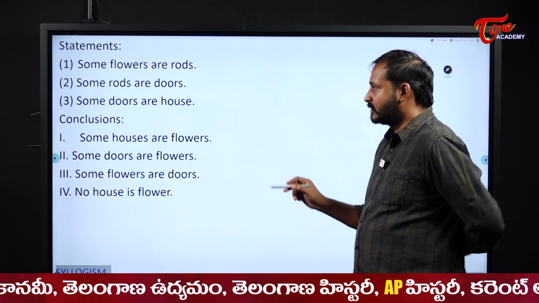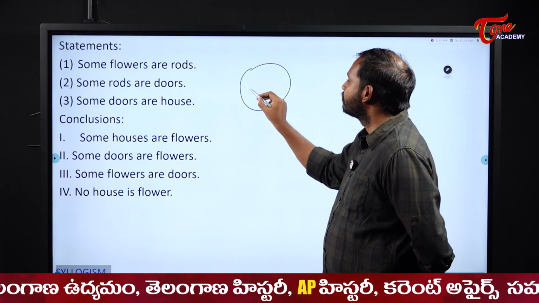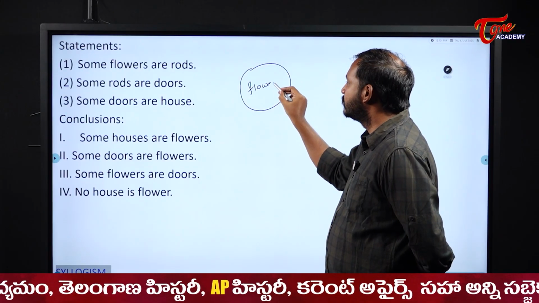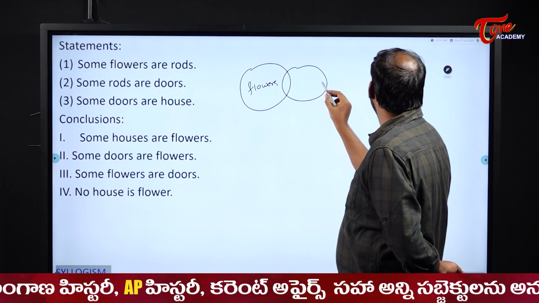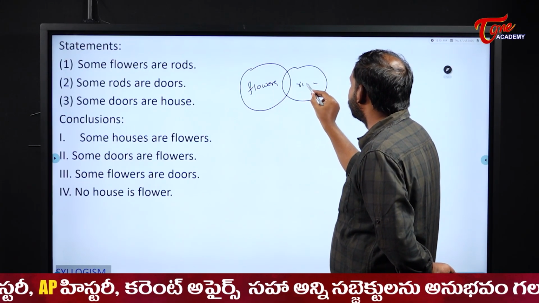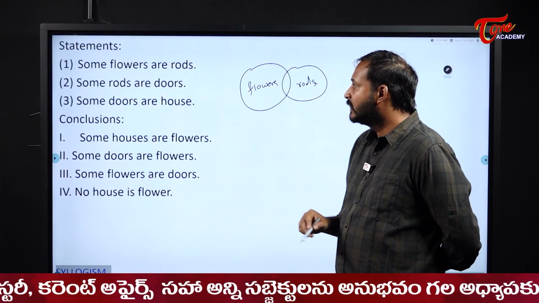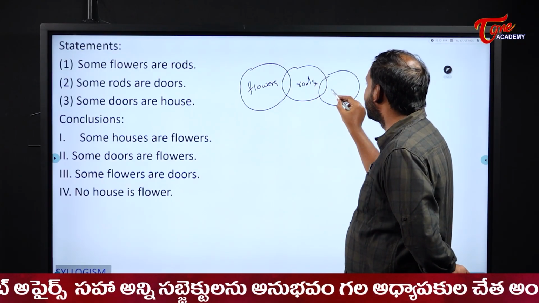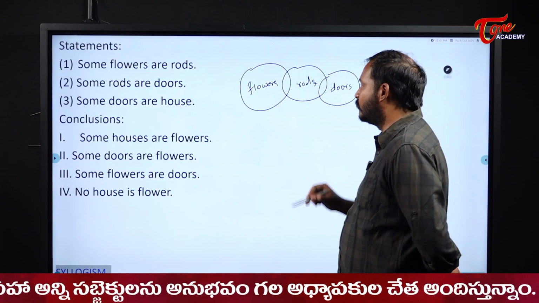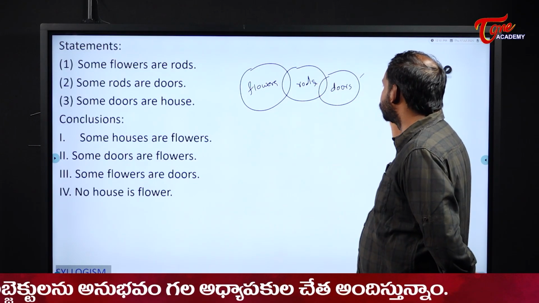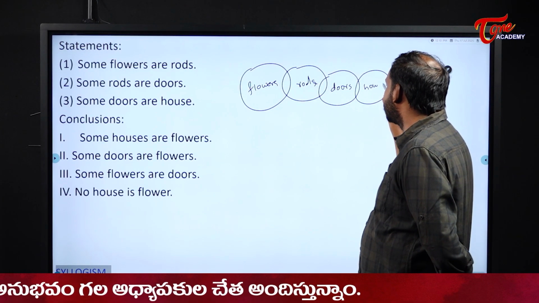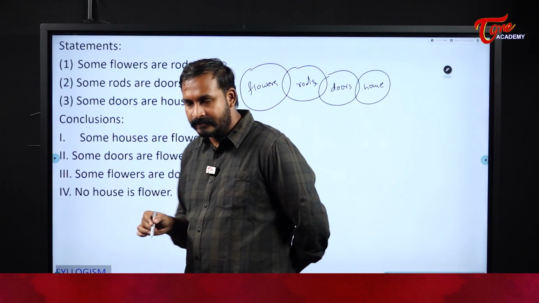Some flowers are rods. Okay. Some flowers are what? Rods. Okay, some flowers are becoming what for me here? Rods. Okay. Some rods are doors. Some rods are what? Doors. Some doors are what? House. So this is the basic diagram I have. Yes sir, this is the basic diagram.